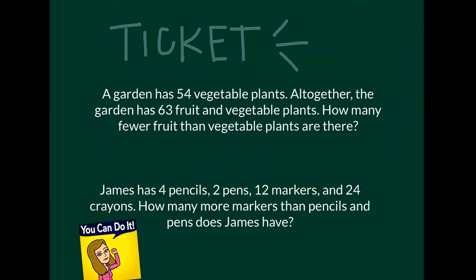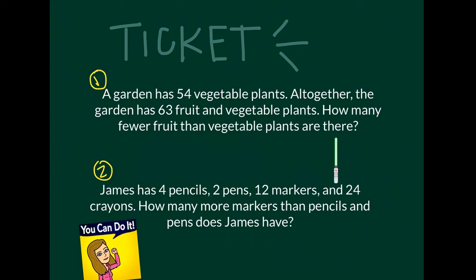I think you are ready to rock and roll on your ticket. Today I have 2 problems for you to solve. Number 1 is located right away on top and number 2 right below. You'll notice that both of these problems will be 2-step problems where you'll have to do a little bit more thinking and a little bit more math in order to get to your final answer. Number 1 reads, a garden has 54 vegetable plants. Altogether, the garden has 63 fruit and vegetable plants. How many fewer fruit than vegetable plants are there?